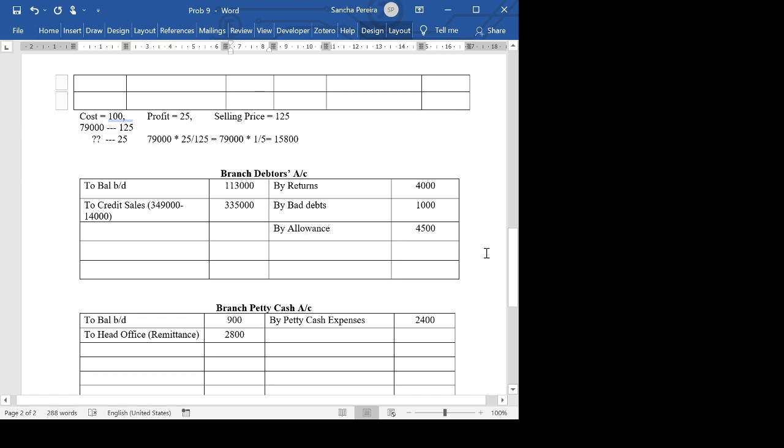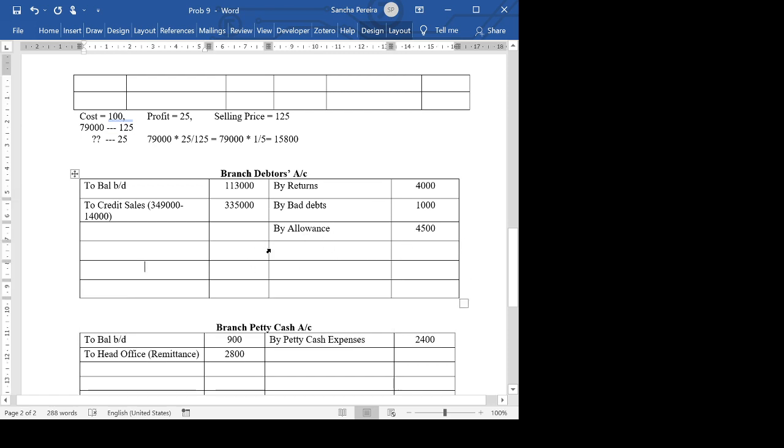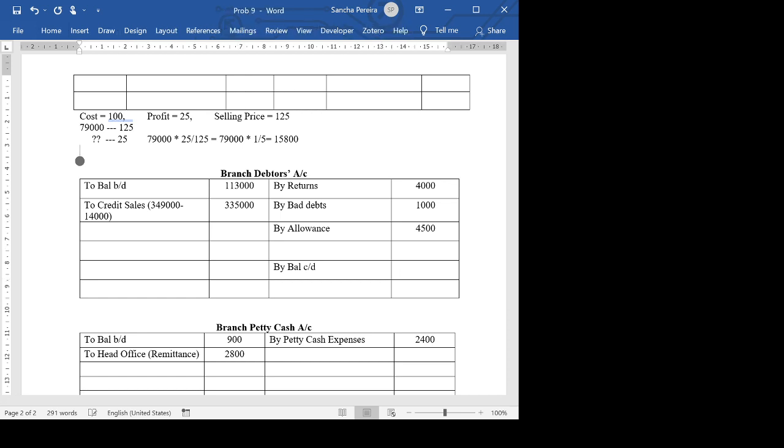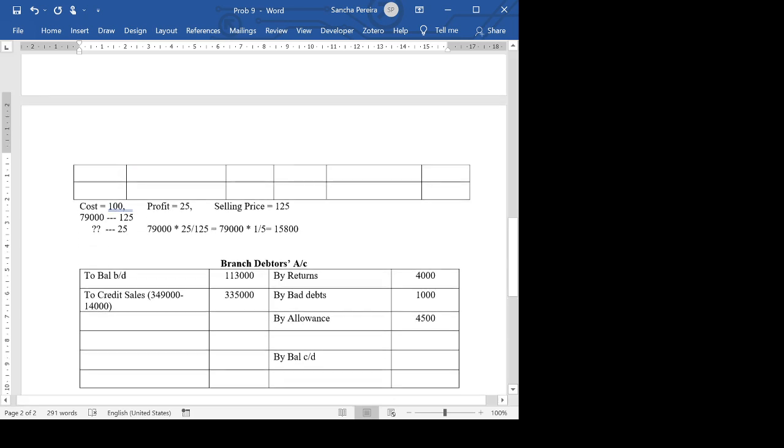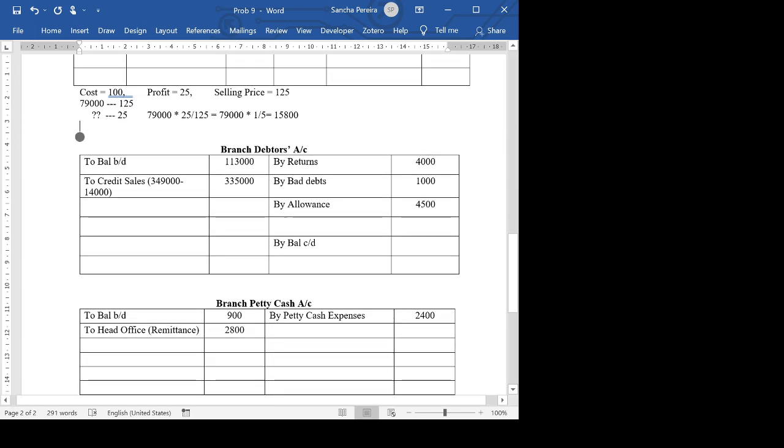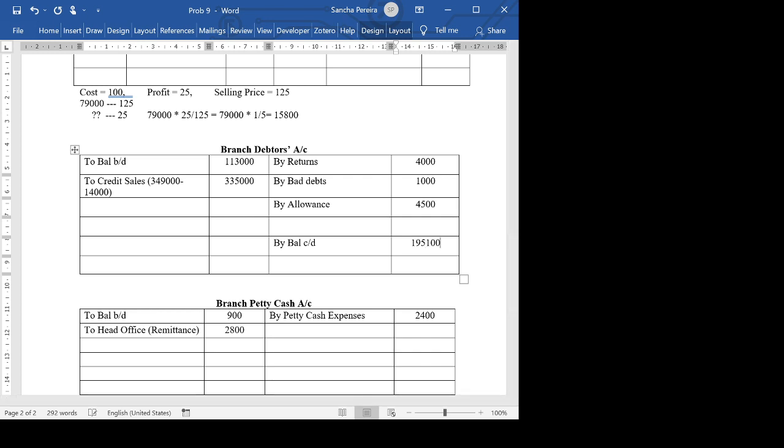Now, since I know there's a figure missing here, I will leave a line, because balance carry down is always the last item. So, by balance carry down of debtors is 1,95,100. It's not there in the classroom. I thought I had put it. I will send it.